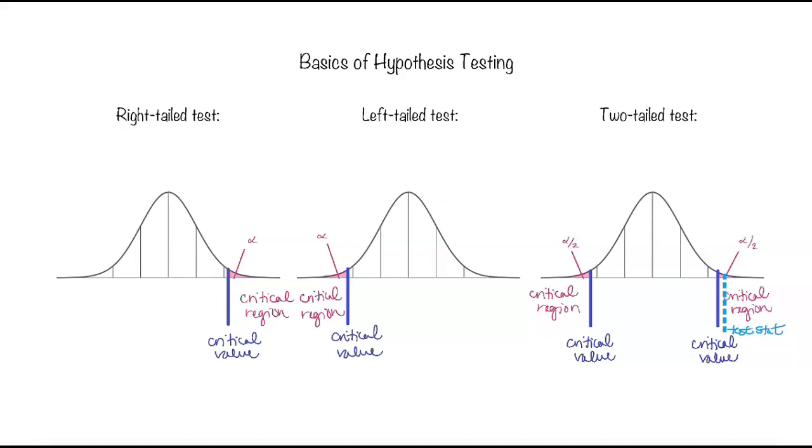One hypothesis test method involves comparing the location of the test statistic and the critical value. If the test statistic is more extreme than the critical value, then we would move to reject the null. If the test statistic is not as extreme as the critical value, then we would not reject the null. Let's continue adding more vocabulary.